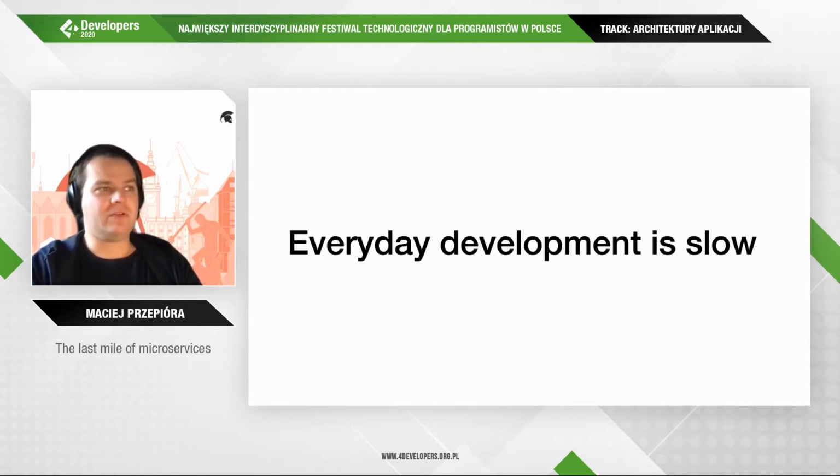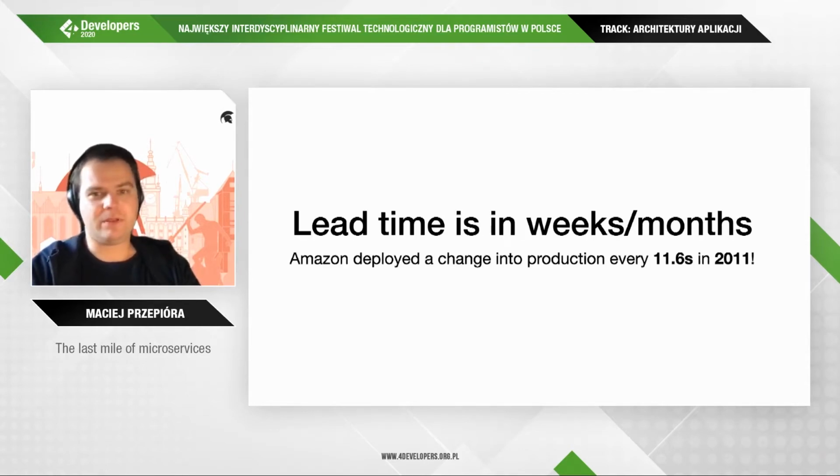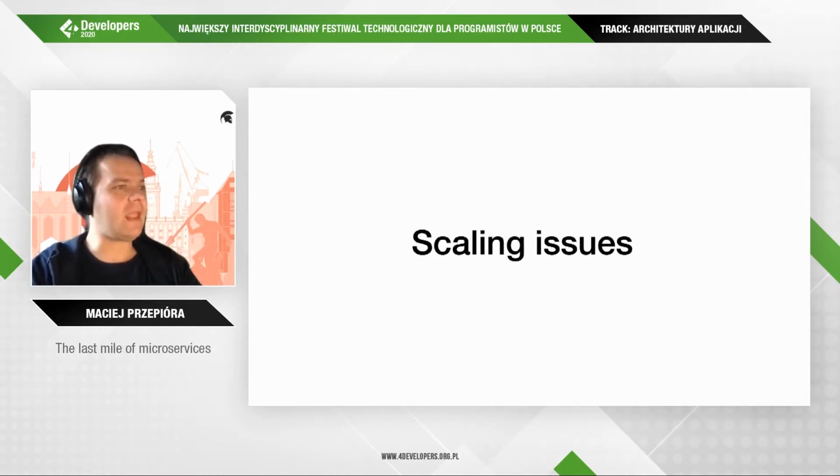And to counter this, for example, in 2011, that was almost 10 years ago, Amazon was able to deploy a change into production on average every 11 seconds, right? So it's not a lead time of weeks or months. It's basically you write it, you go through the CI, and then it's on production, right? So it's not possible with a big ball of mud.